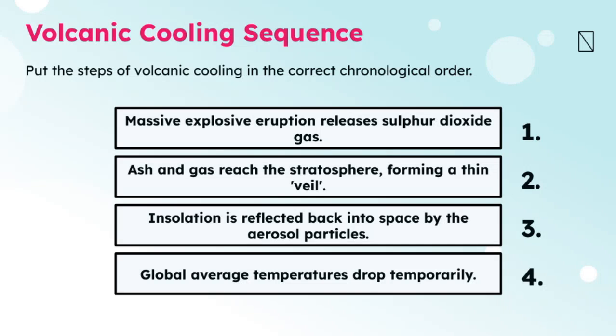The correct order is: first, a massive explosive eruption releases sulfur dioxide gas. Second, ash and gas reach the stratosphere, forming a thin veil. Third, insolation is reflected back into space by the aerosol particles. Fourth, global average temperatures drop temporarily. This is a good example of a natural cause of climate change. But notice that the effect is usually temporary cooling, not long-term warming. This helps us compare natural and anthropogenic causes more clearly.